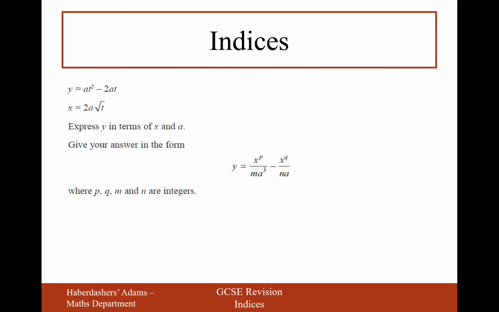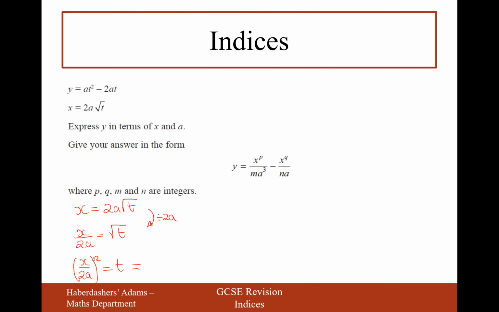Okay, so in this question we want to express y in terms of x and a, but they both have t's in them. So we're going to have to get rid of those t's. What we'll do is take x equals 2a root t and rearrange it to make t the subject. So it's going to be x over 2a, so we divide by the 2a from the right-hand side onto the left-hand side, equals root t. And then we'll square both sides, so that's going to be x over 2a squared equals t.